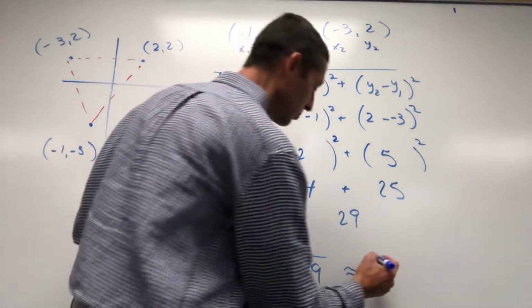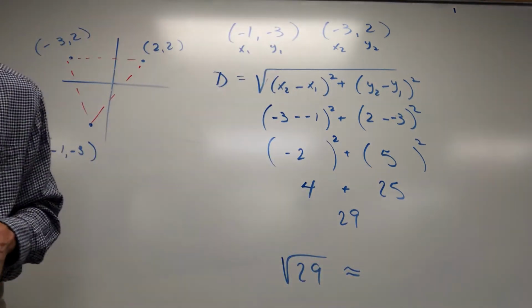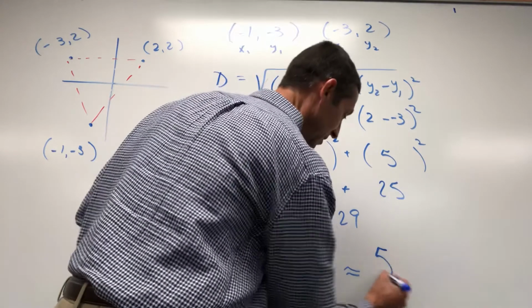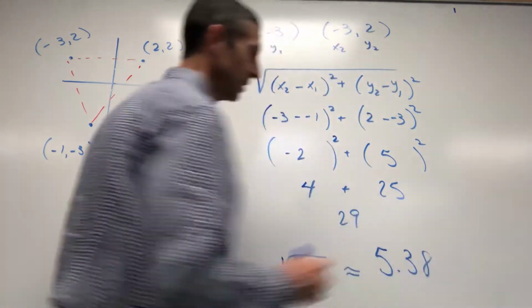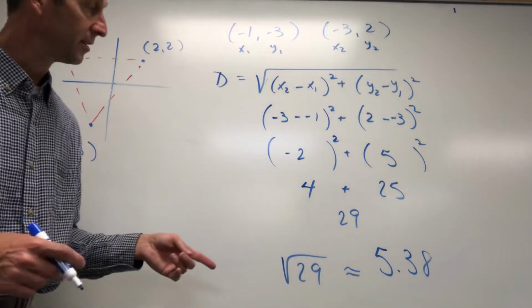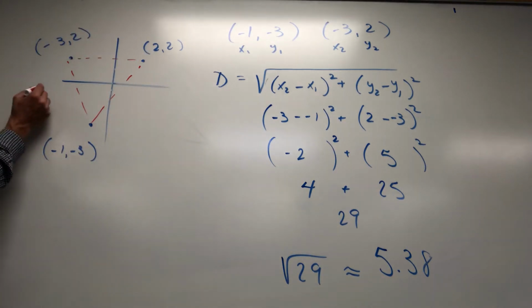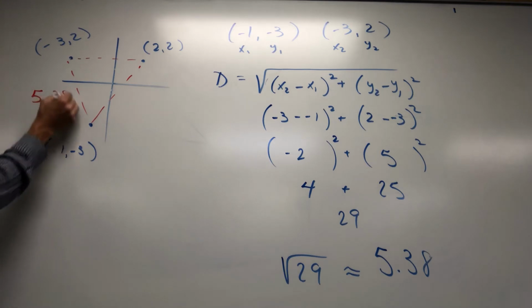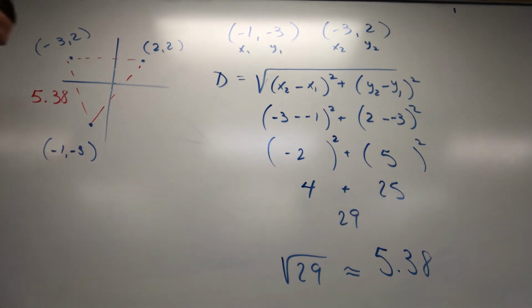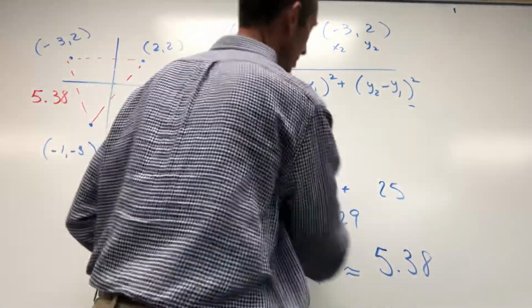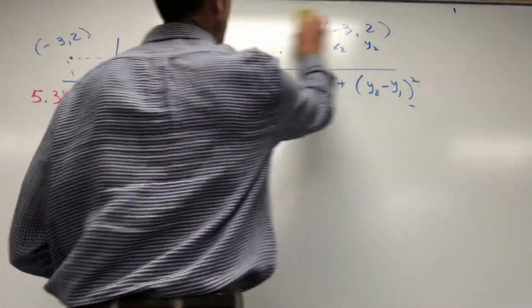I got 5.38? Let's do it. So when I ran it, I got 5.38. So that is your first answer. So we look at this perimeter, you got 5.38. All right, let's run it again for the top.